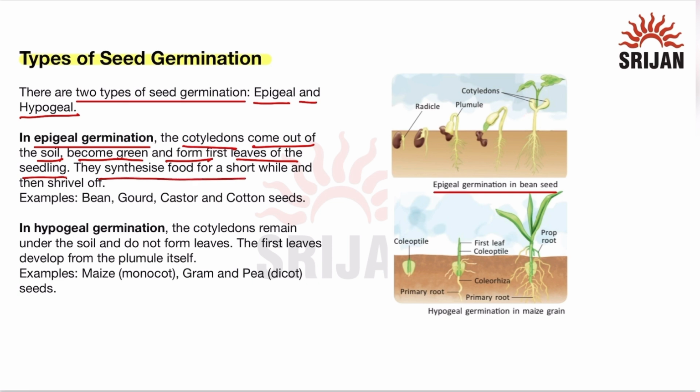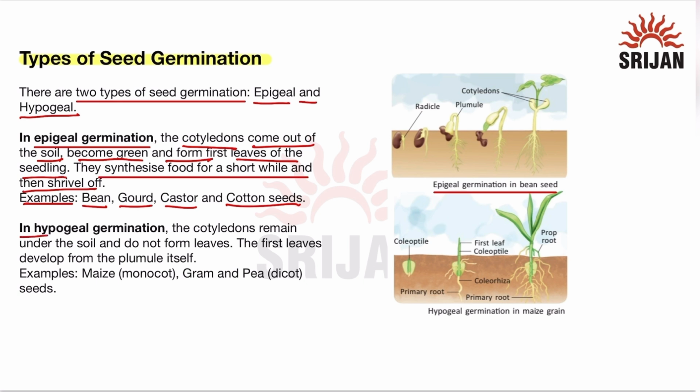They synthesize food for a short while and then they shrivel off. So cotyledons will synthesize food for a short time and then they will fall off. The examples are bean, gourd, castor and cotton seeds.